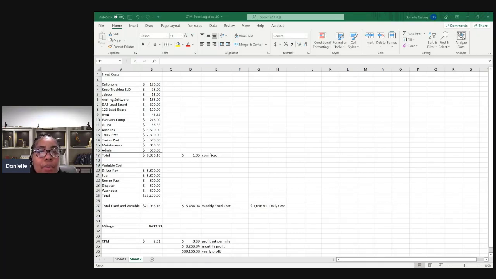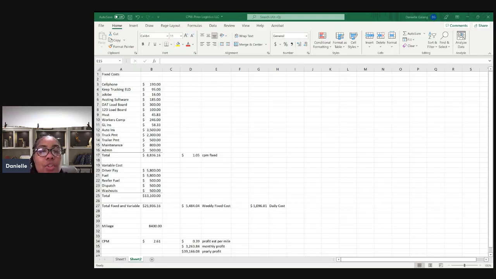Then you have variable costs. They depend on the volume of business that you do. So the more loads you run, the more fuel, the more driver pay, the more washouts if you have reefer, dispatch fees, and so on and so forth. Those fees may change, so they're called variable cost. Let's talk about fixed cost.